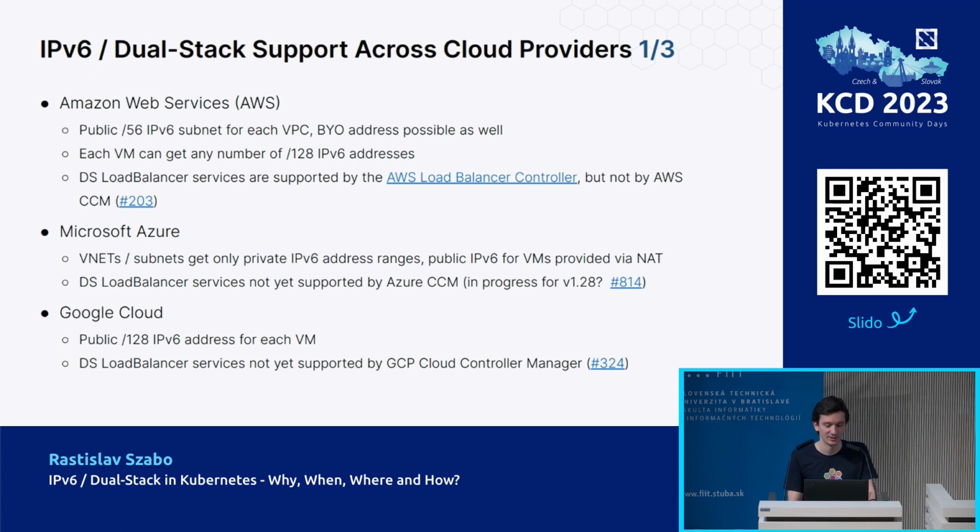So in case of this platform, it's not yet there, but it's in progress, and I think it should be delivered in Kubernetes 1.28. In case of Google Cloud, there is pretty good DualStack support for VPCs and for VMs, but DualStack load balancer services are not yet supported.